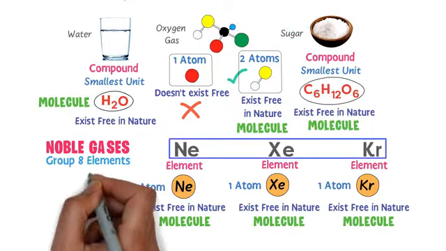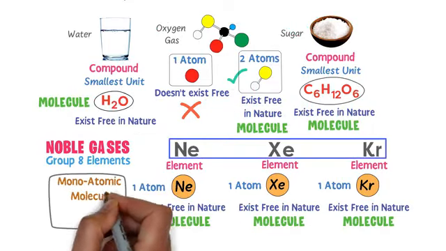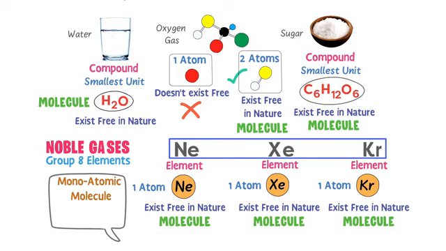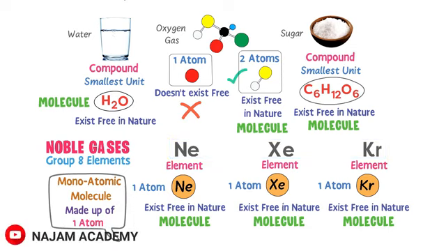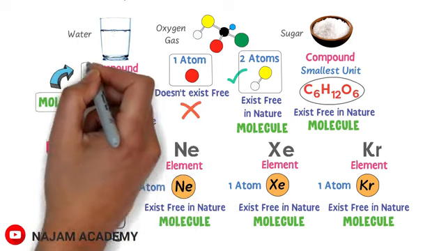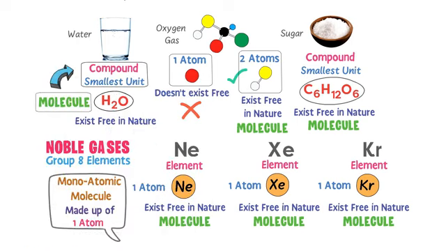These molecules are also called monoatomic molecules. Mono means 1 and atomic means atom. So monoatomic molecules are molecules that are made up of only 1 atom, like neon, xenon and krypton. Also we learn that a molecule is the smallest unit of a compound like water and sugar, and a molecule is the smallest unit of only noble gases like neon, xenon, and krypton.